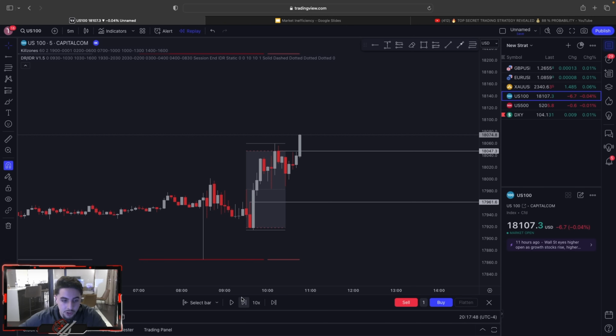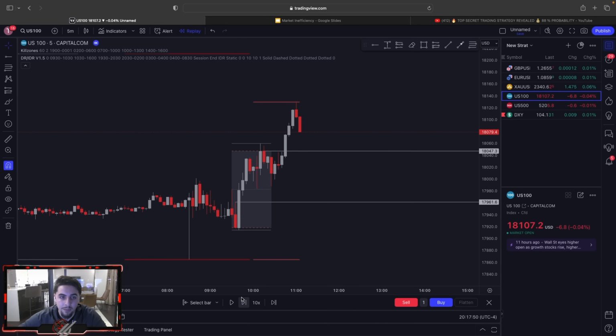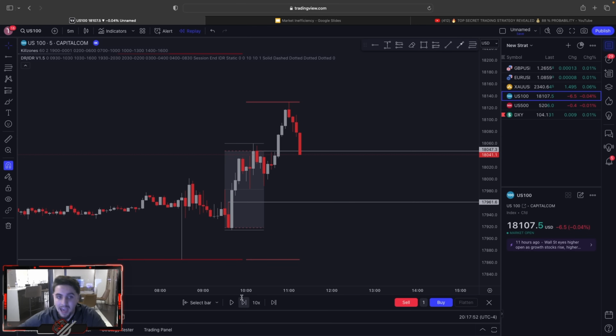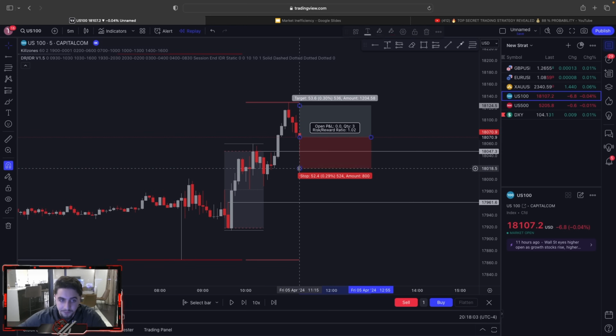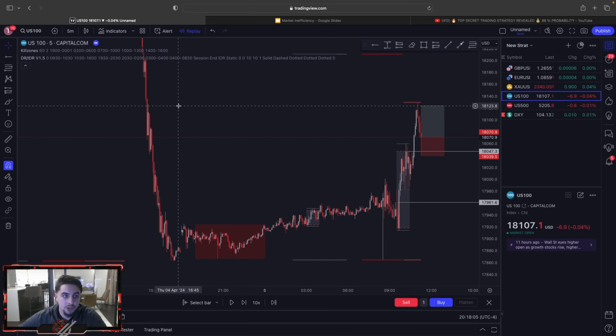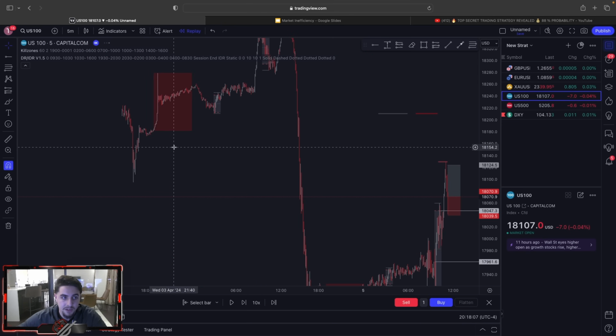So what did I end up doing? Price ended up pulling back into that first area of demand. However, I did not market execute straight away. I waited for price to reject and close that candle. As soon as we got that candle closure, I ended up market executing from this point. Okay, and I was looking to take profit at some inefficiencies.